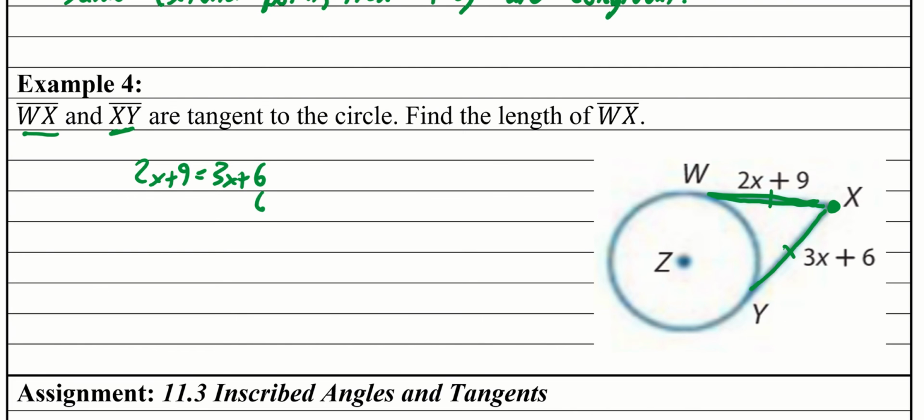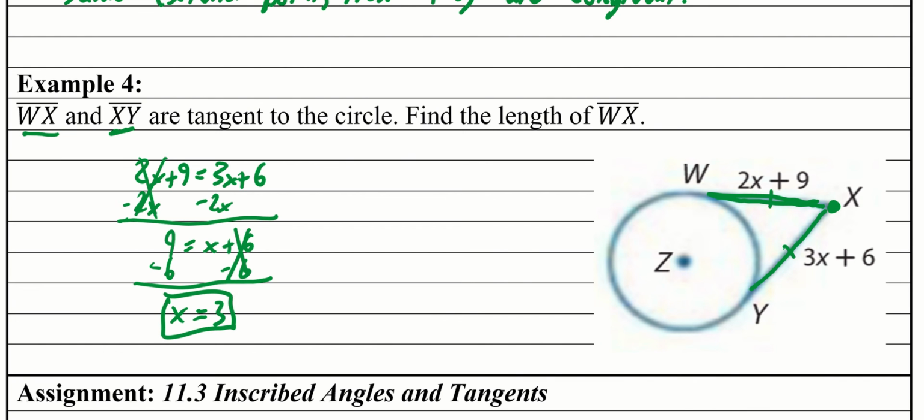We can do a few different things. I'll go ahead and subtract 2x first. I usually like to deal with the variables first, so I cancel. We get 9 equals x plus 6. Last step here, just subtract 6. And we get x equals 3, or 3 equals x, depending on how you look at it. So x equals 3.